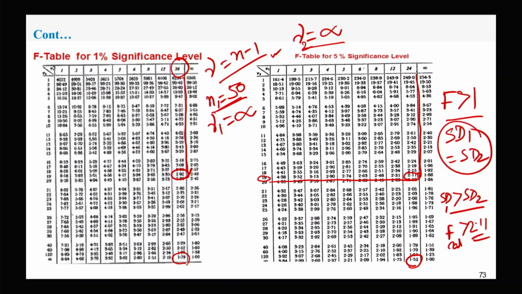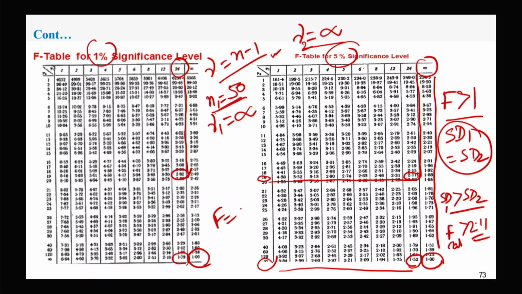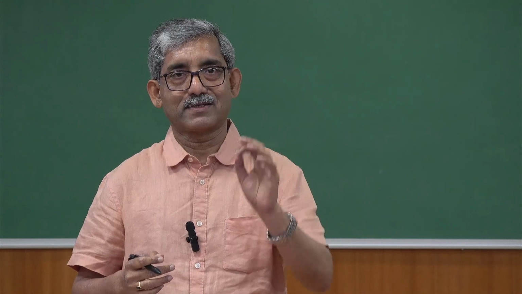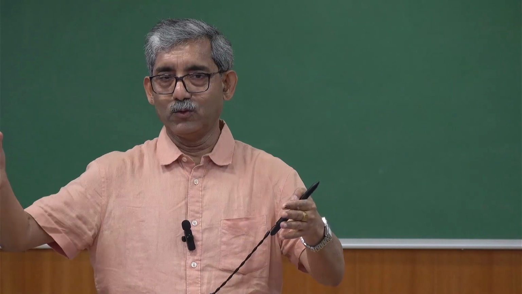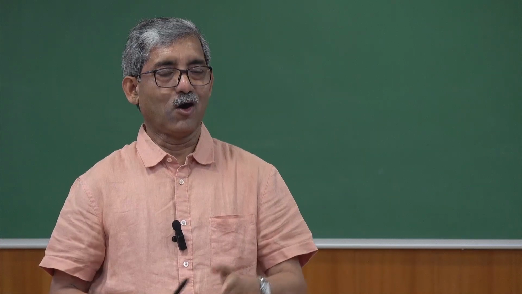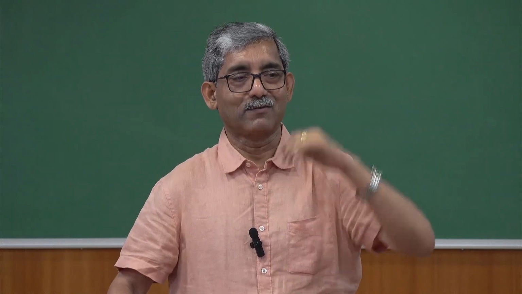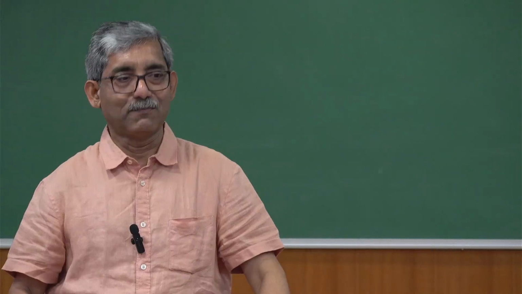So what will happen? Here it's infinite and here also it's infinite. If we see at this level, for both the 5% and 1% levels, the F value becomes 1. F is 1. So as per our definition, F cannot be 1. That means the test cannot be applied when we are trying to compare two large samples, or one large sample with the targeted nominal value. So that's the limitation of the F test.